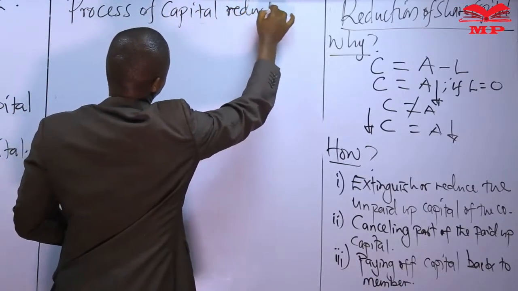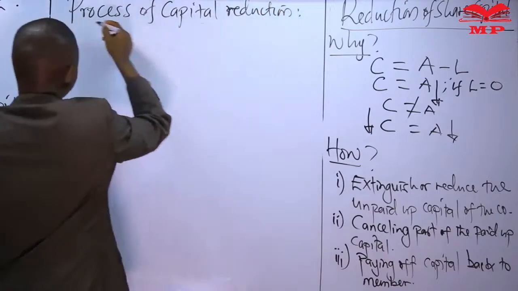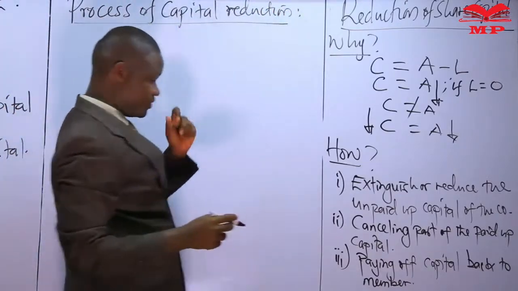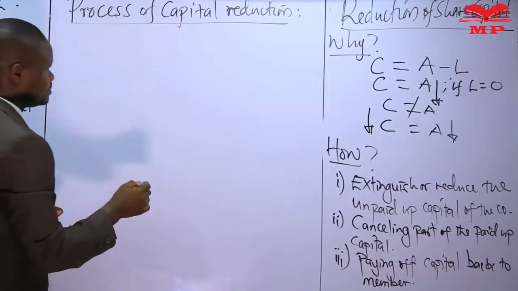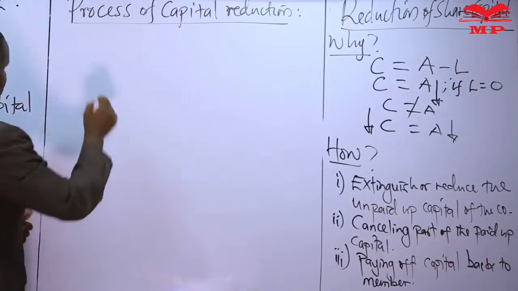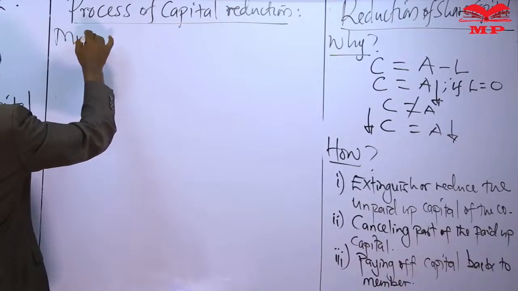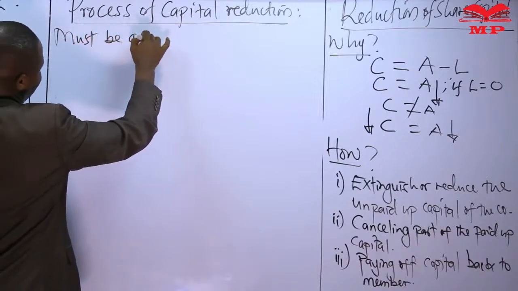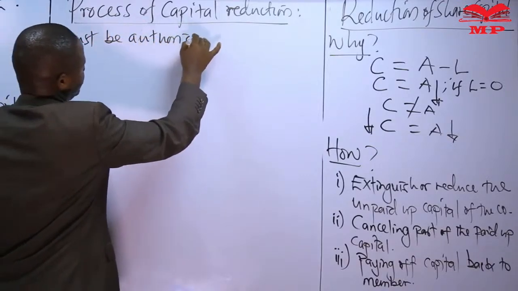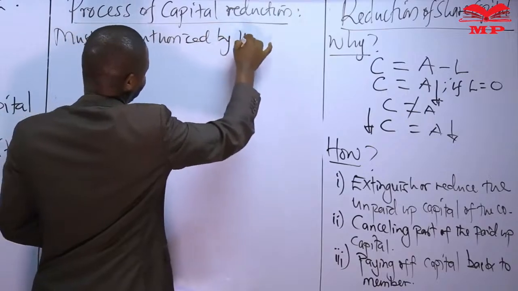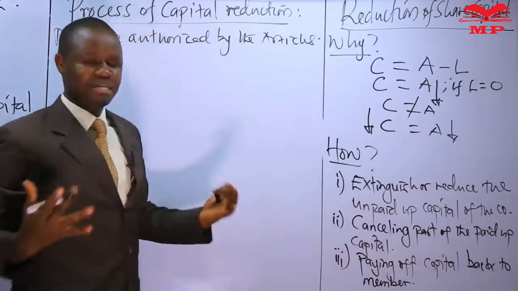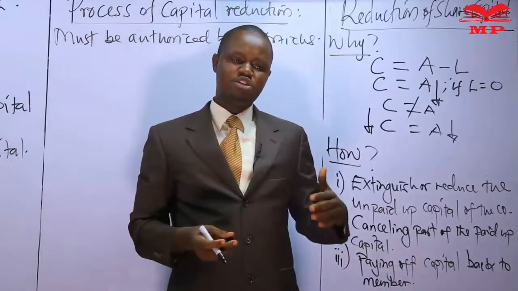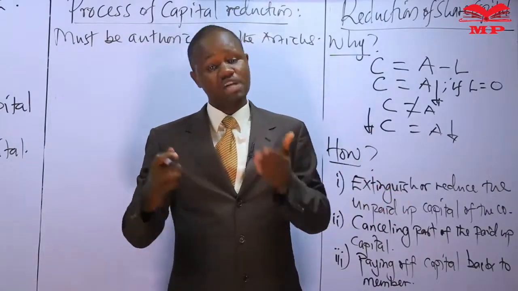The process of capital reduction. First and foremost, this process has to be authorized by the Articles of Association. It must be authorized by the Articles. Unless we have the permission of the Articles, we may not reduce capital.